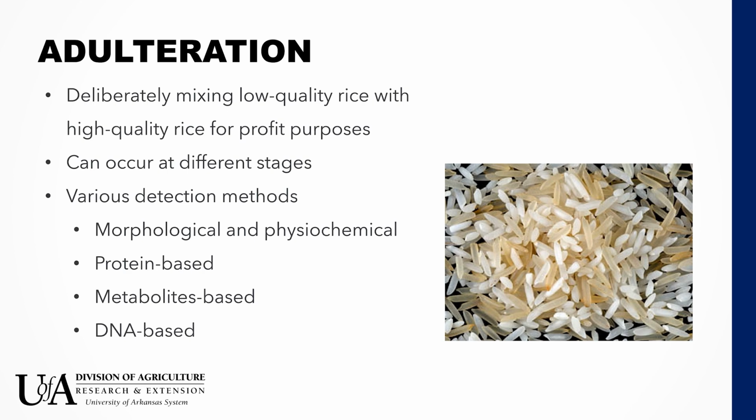Now, the various techniques that are employed by the industry include things like assessing the morphological or the physiological characteristics of samples to identify whether they are conforming to what is expected for high quality rice. There are also protein-based techniques, there are metabolite-based techniques, and DNA-based techniques that can help to segregate low quality rice from the high quality rice.